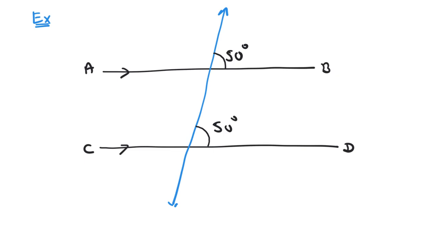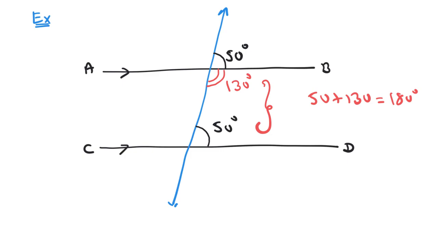Fine. Okay. If this is 50 degrees, can you tell me what this angle is going to be? It is going to be 130 degrees. Why? Because we know that these two angles are co-interior angles, and when you add them up, it is always 180 degrees, isn't it? Fine. Let's try another one.